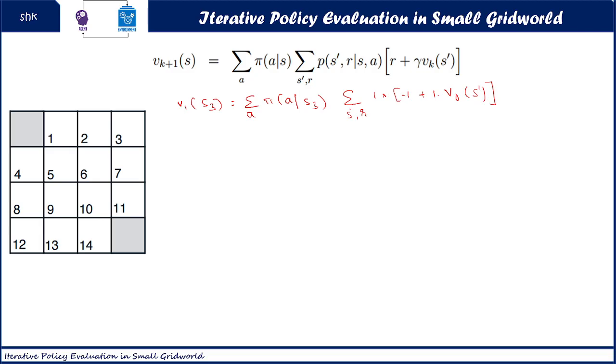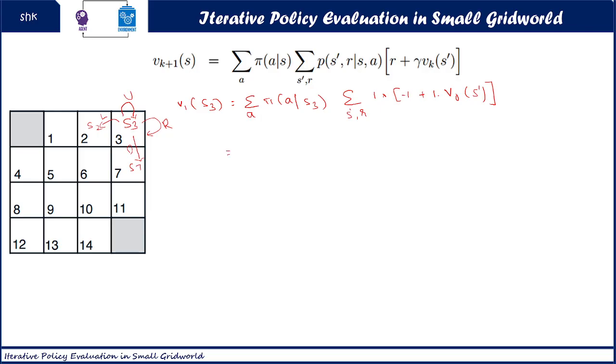Now if you observe from the S3 state, when we take the action towards the left side, we reach the S2 state. We don't have any more states on the right hand side, so we fall into the same state, that is S3. In the upward direction also we don't have any state, so this also falls into the S3 state only. When we take the action towards downside, we reach the S7 state.